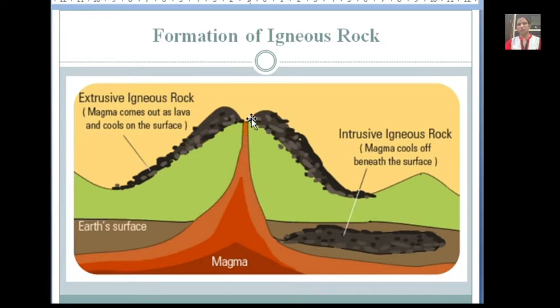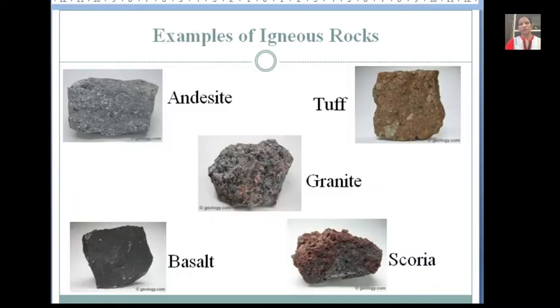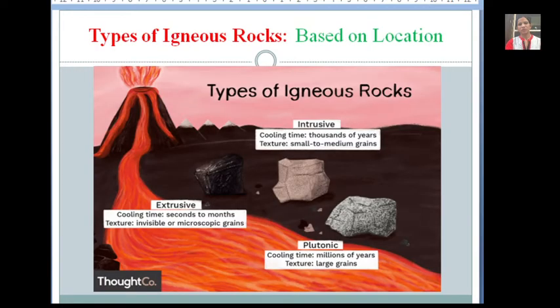This is the volcanic eruption, and after coming outside, it becomes solid. It can become solid inside also, and on the basis of their location of becoming solid, we can divide igneous rocks into various other parts. These are examples of igneous rocks and types of igneous rocks. There are extrusive igneous rocks.